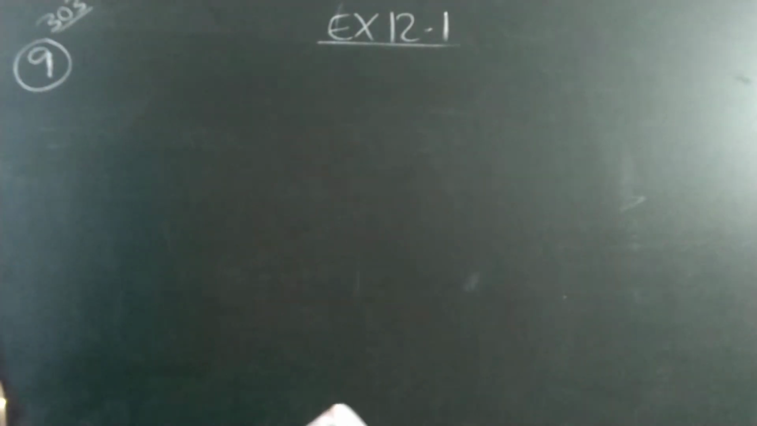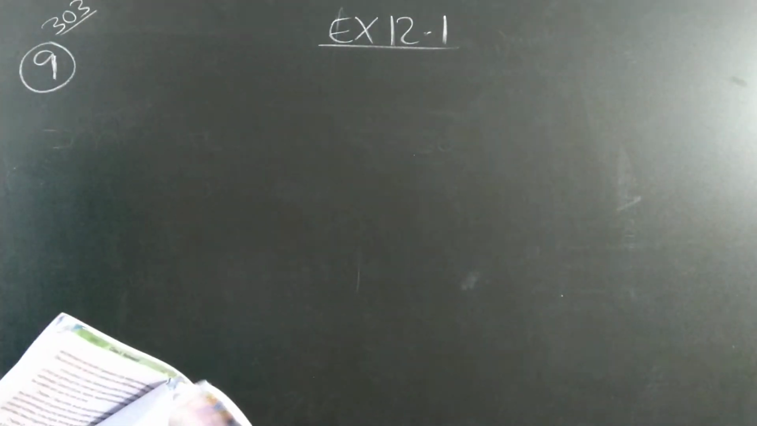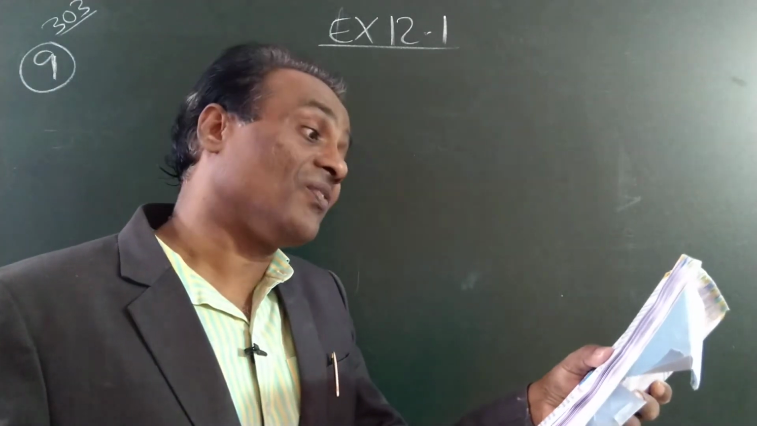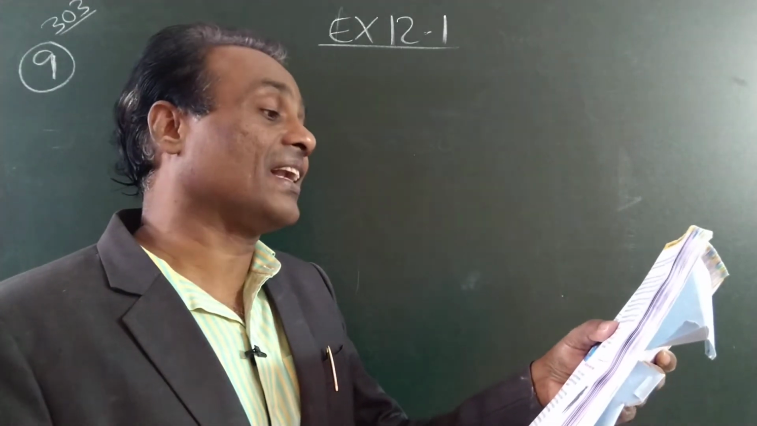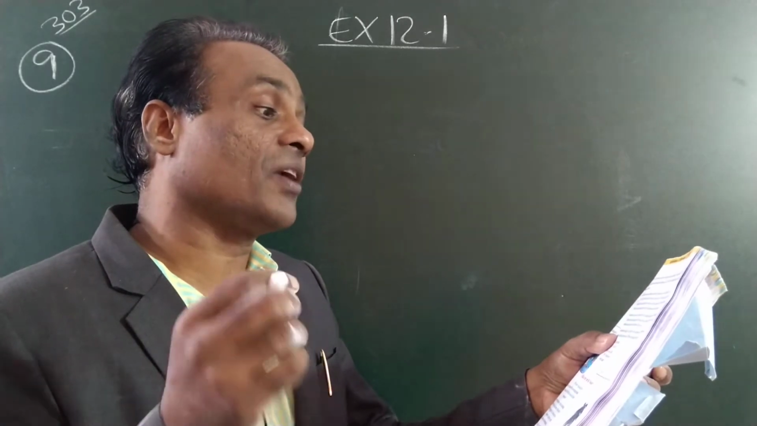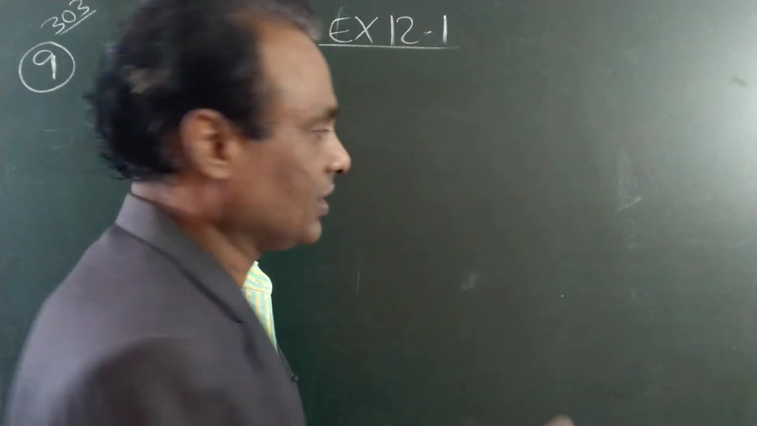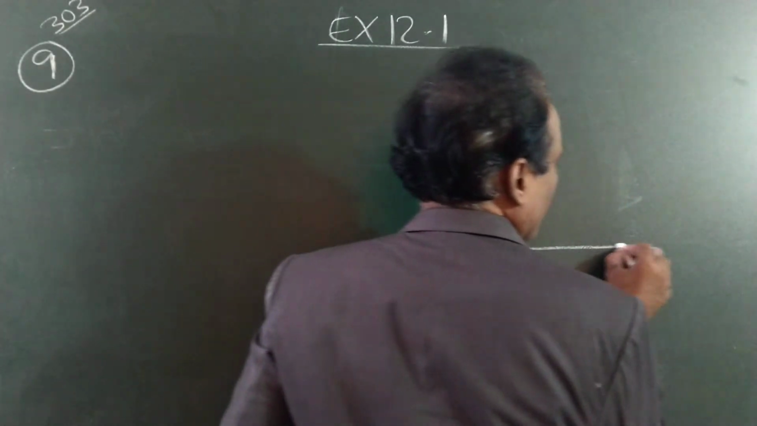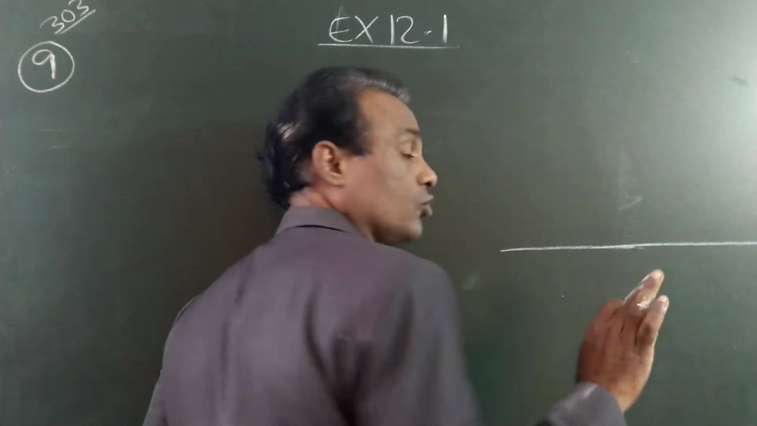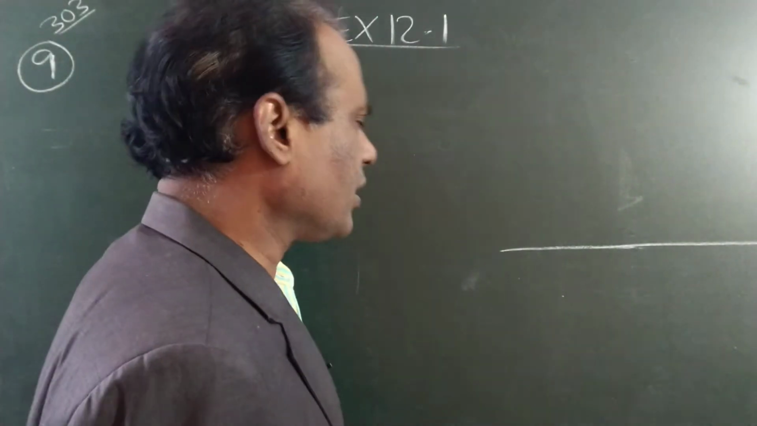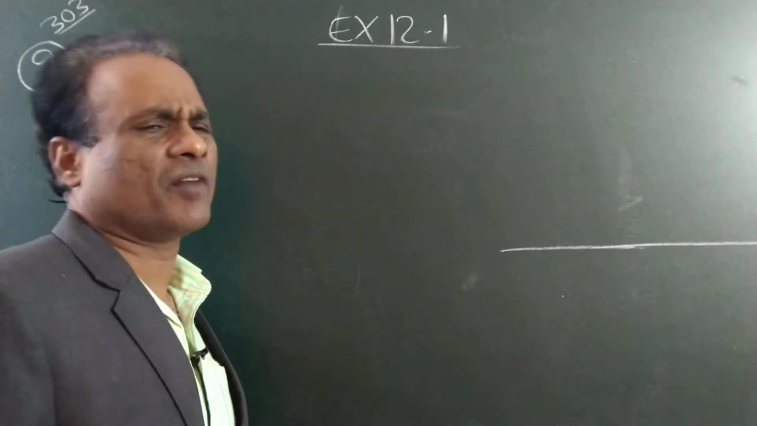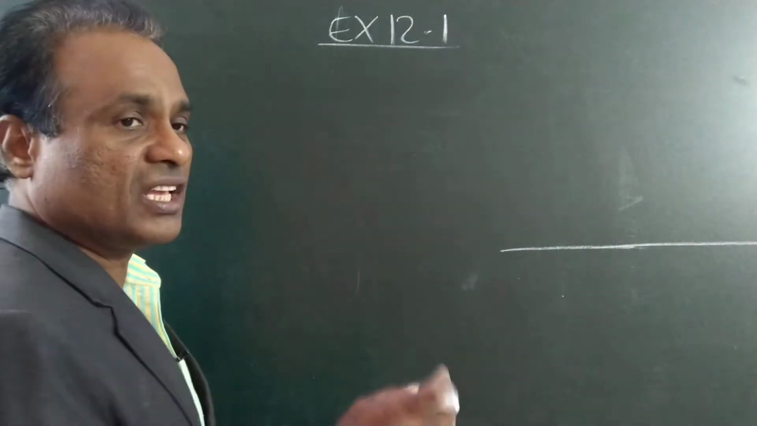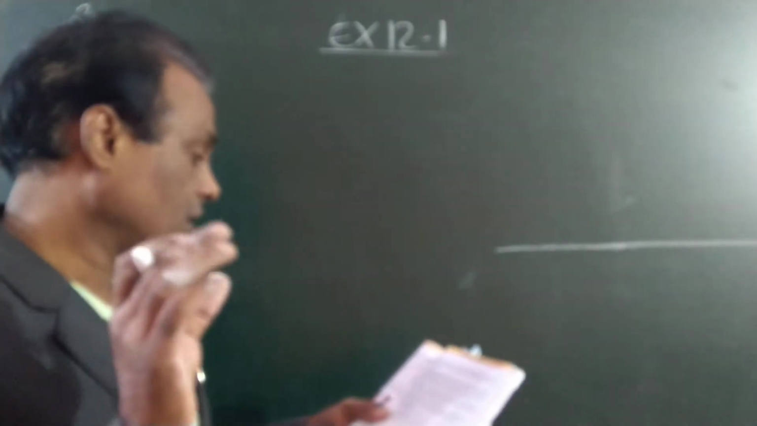Students, 9th question. An observer of height 1.8 meters is 13.2 meters away from the palm tree. See here. Don't write when I am drawing or doing something on the board. Just see. If you are not able to copy the problem, you can copy afterwards by going through the video. But when I am teaching, just listen, don't copy.